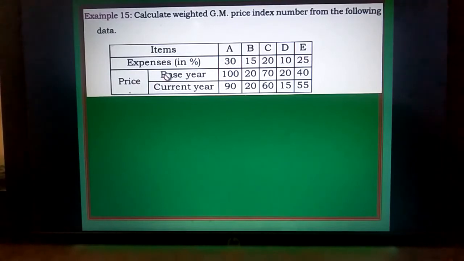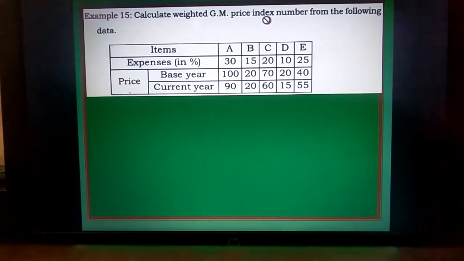And price in base year, price in current year have been given. You know already price in base year is nothing but P0. Price in current year is nothing but P1. And what will be the formula? Here it is weighted geometric mean price relatives index number.